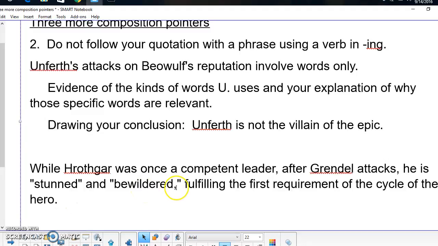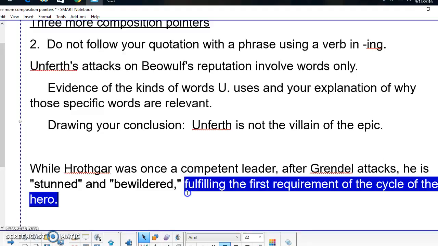And you say, I don't want to do that. I just want to rush ahead and draw the conclusion from those words, fulfilling the first requirement of the cycle of the hero. It's not that this part here is wrong. It's not wrong. That is what's happening.